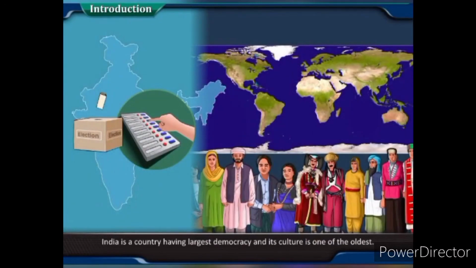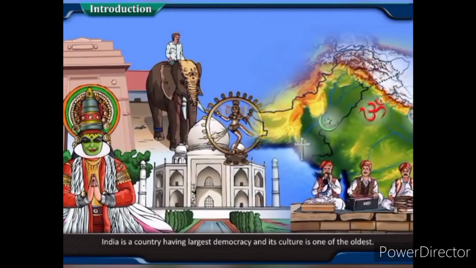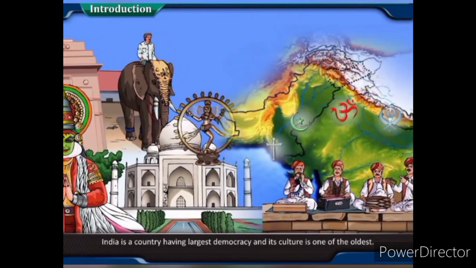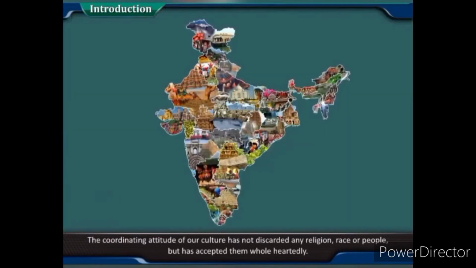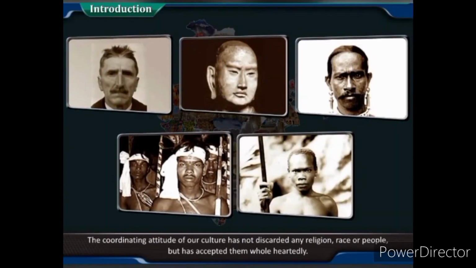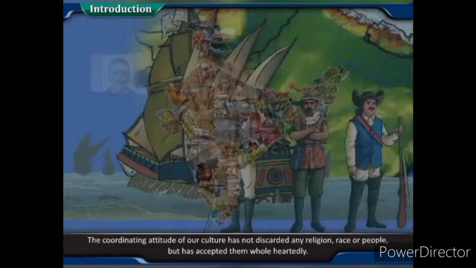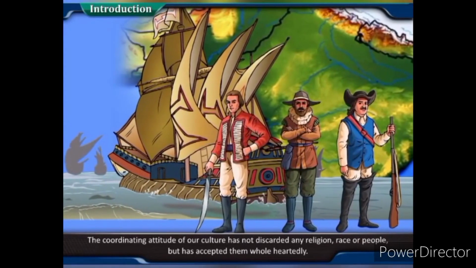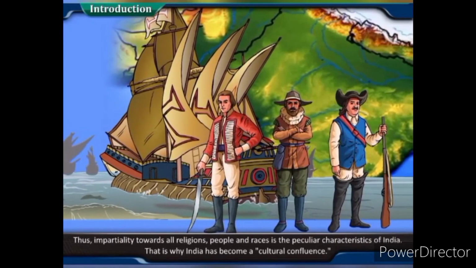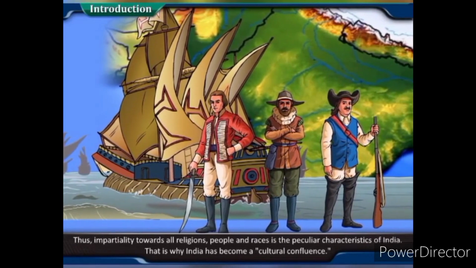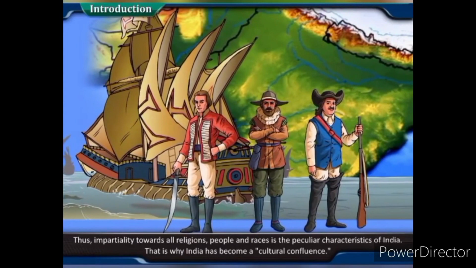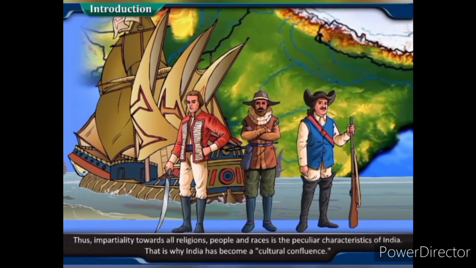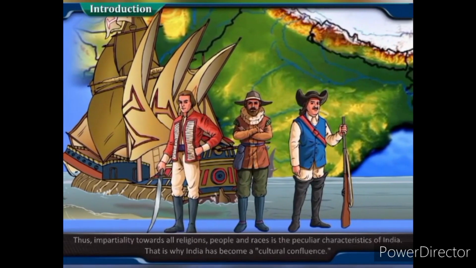India is a country having the largest democracy, and its culture is one of the oldest. It has the largest democracy in the world. The coordinating attitude of our culture has not discarded any religion, race or people, but has accepted them wholeheartedly. Thus, impartiality towards all religions, people and races is the peculiar characteristic of India. That is why India has become a cultural confluence.